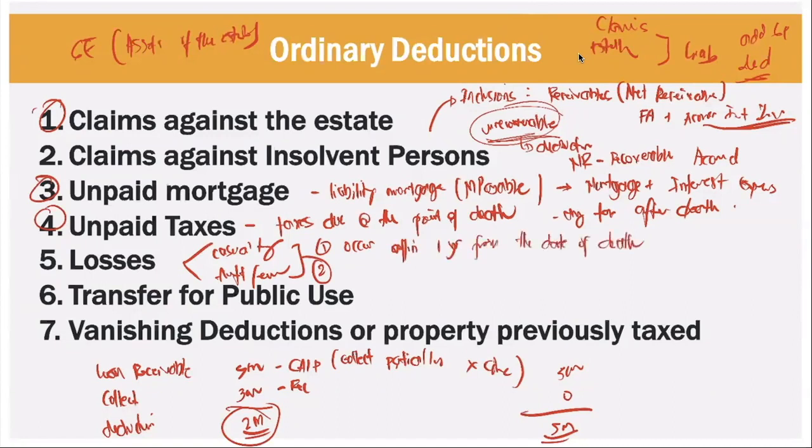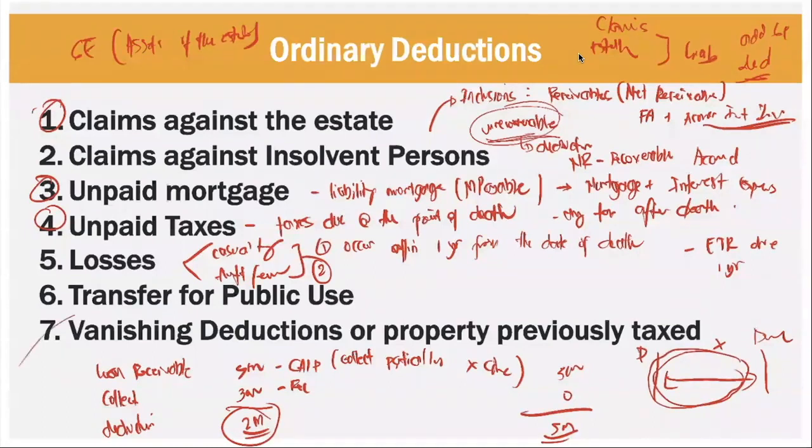Sir, what is the reason for within 1 year from the date of death? So your estate tax return is due 1 year from the date of death. Therefore, this is the date of death, and this is the due date. If ever there are losses during that time, the tax authority cannot tax that loss anymore because it is considered a loss. Therefore, if there is a loss during this period, it should be removed. That's why it is considered as a deduction.